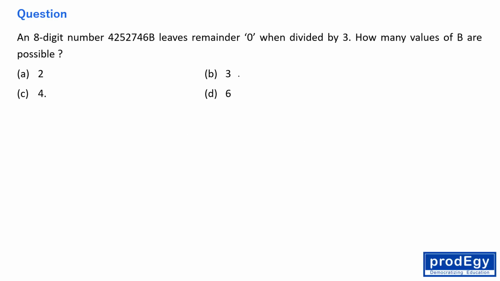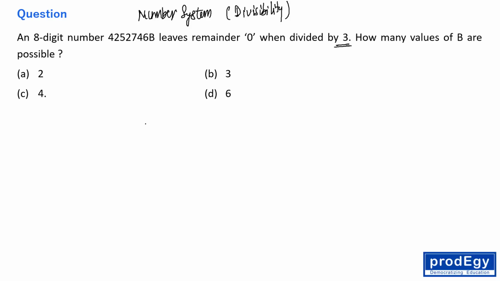Okay, an 8-digit number leaves a remainder 0 when it is divided by 3. See everyone, this question belongs to number system, right? And the topic is divisibility. The topic is divisibility. Okay, question says an 8-digit number leaves a remainder 0 when it is divided by 3.